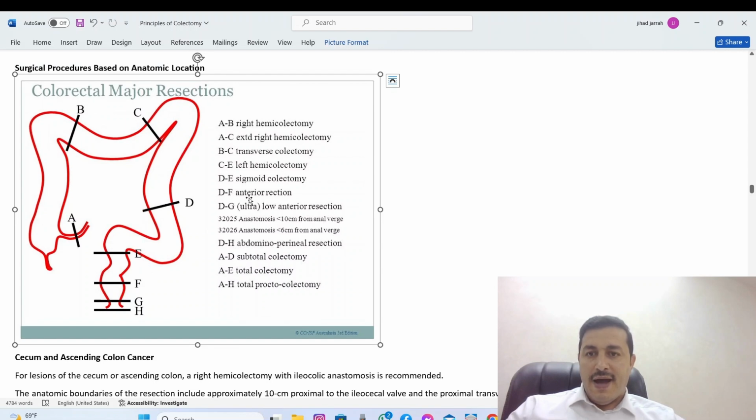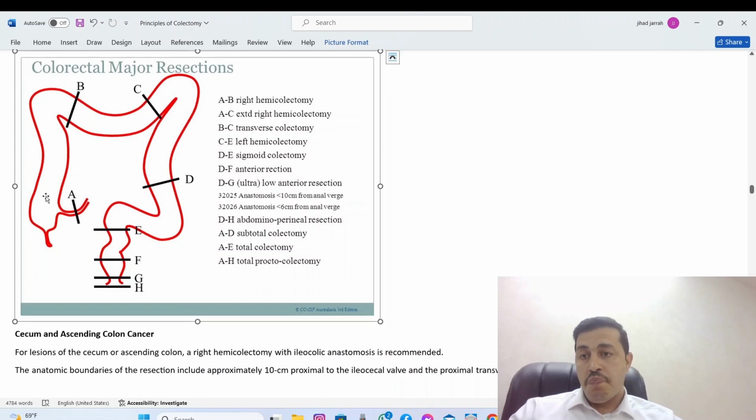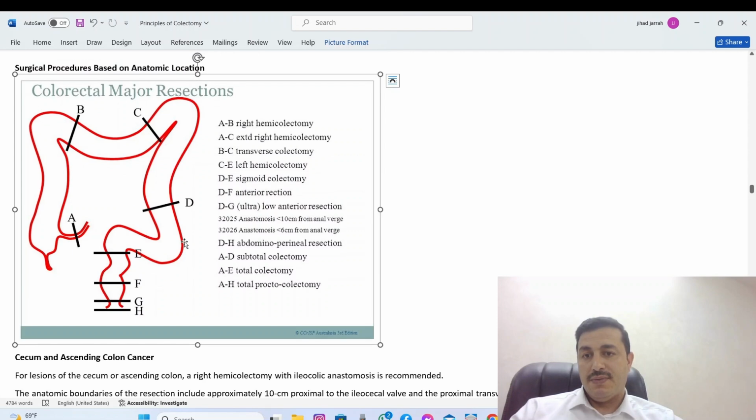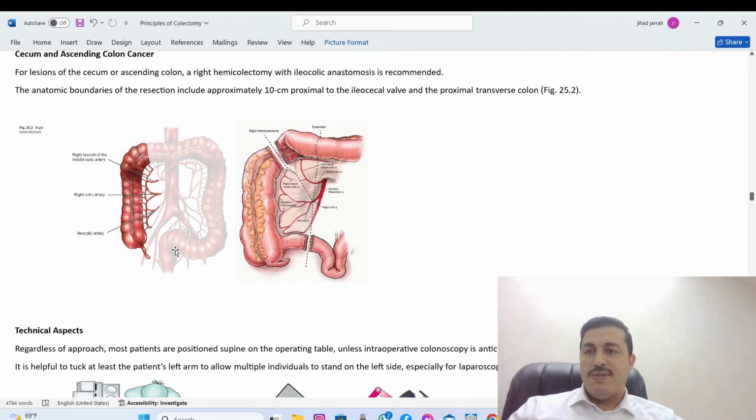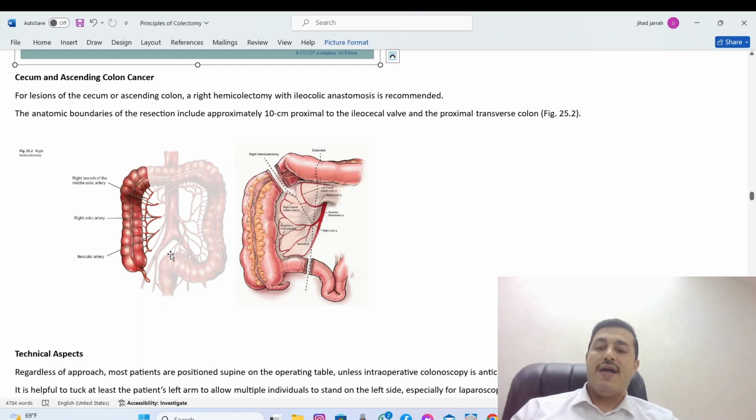What I can add: anterior resection, D to F. This is anterior resection. For sigmoid cancer, the treatment is anterior resection, especially in the middle and distal sigmoid. We are not going now to talk about the difference between low, ultra low, and simple anterior resection, but what else can we add? Proctectomy, total colectomy. This is the picture if you want to see these. Okay, let's talk more specifically about tumors depending on the location.